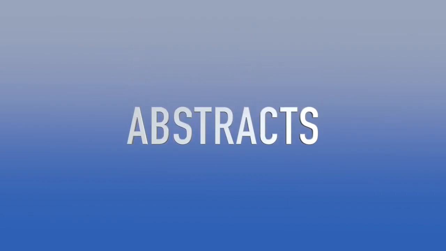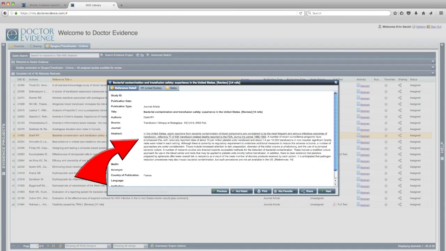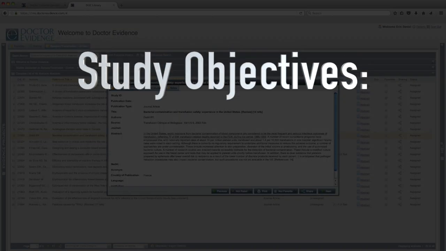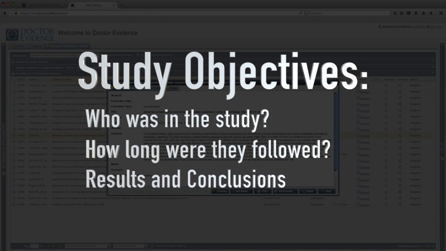Now, let's get into what you've all been waiting for, the abstracts. An abstract is a brief summary of the full published clinical study or article. An abstract is similar to a summary you would find inside a book cover. The abstract is supposed to provide a user-friendly summary of the objectives of the study, who was in the study, how long they were followed, and the results and conclusions.